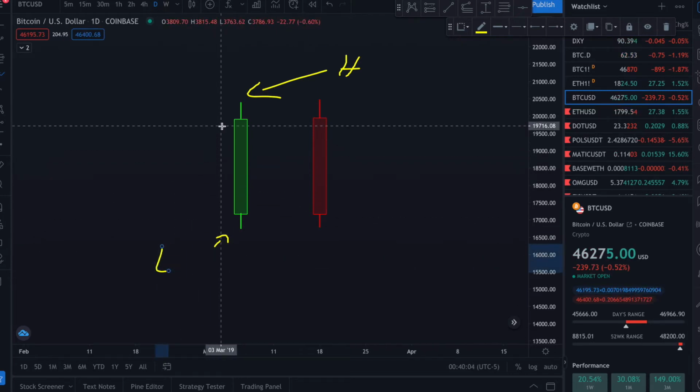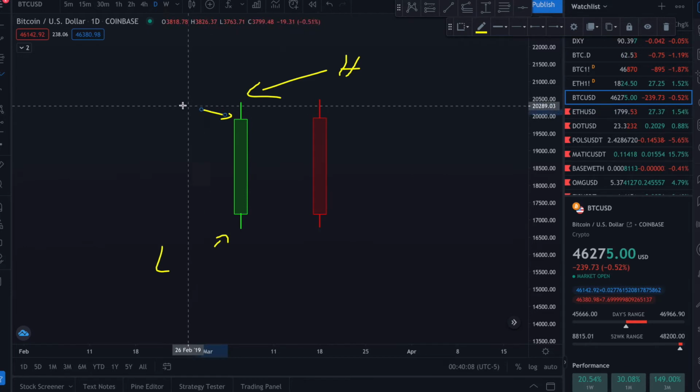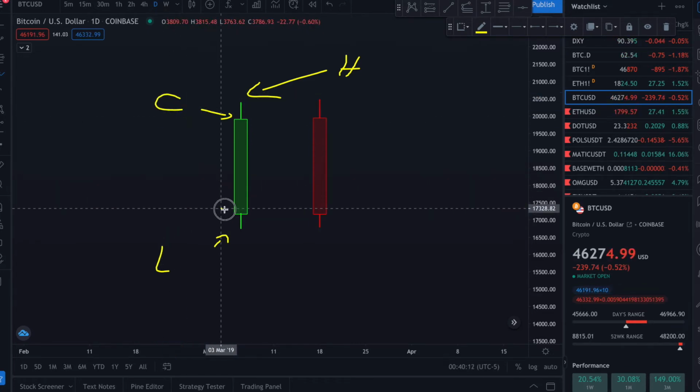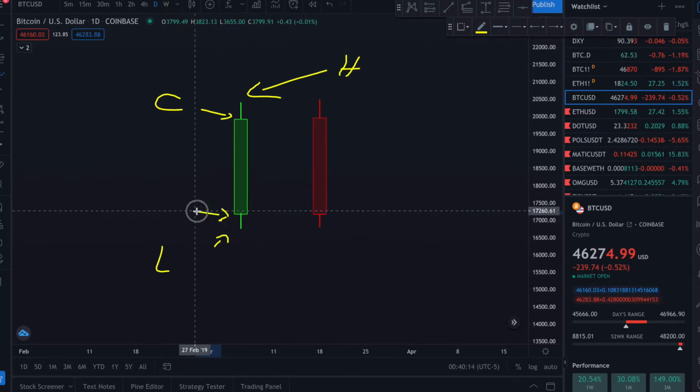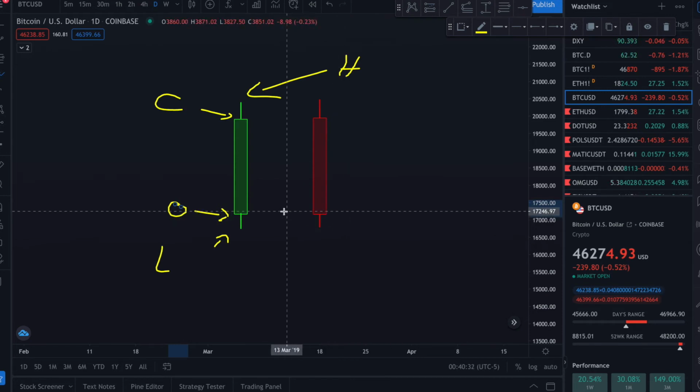Okay, now this section is the close of the candle, and this section here is the open. You'll start to see this when I show you another model before we get to an actual trade. And the same on this end, this at the top is going to be the open, and this at the bottom is going to be the close. Now let me explain to you why.